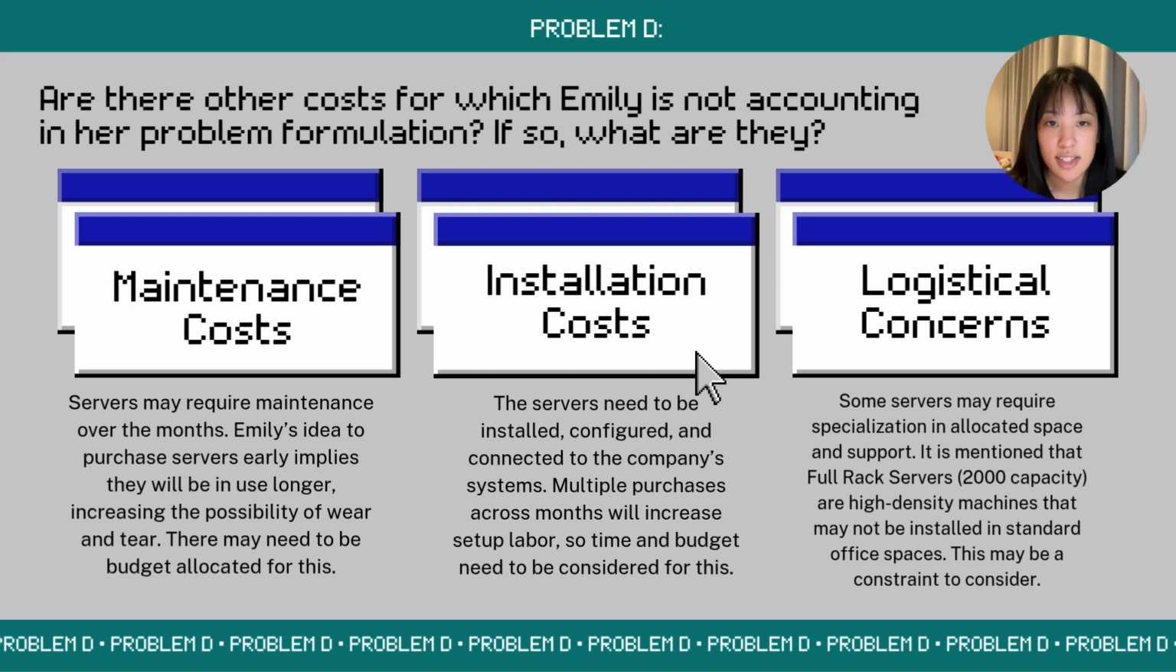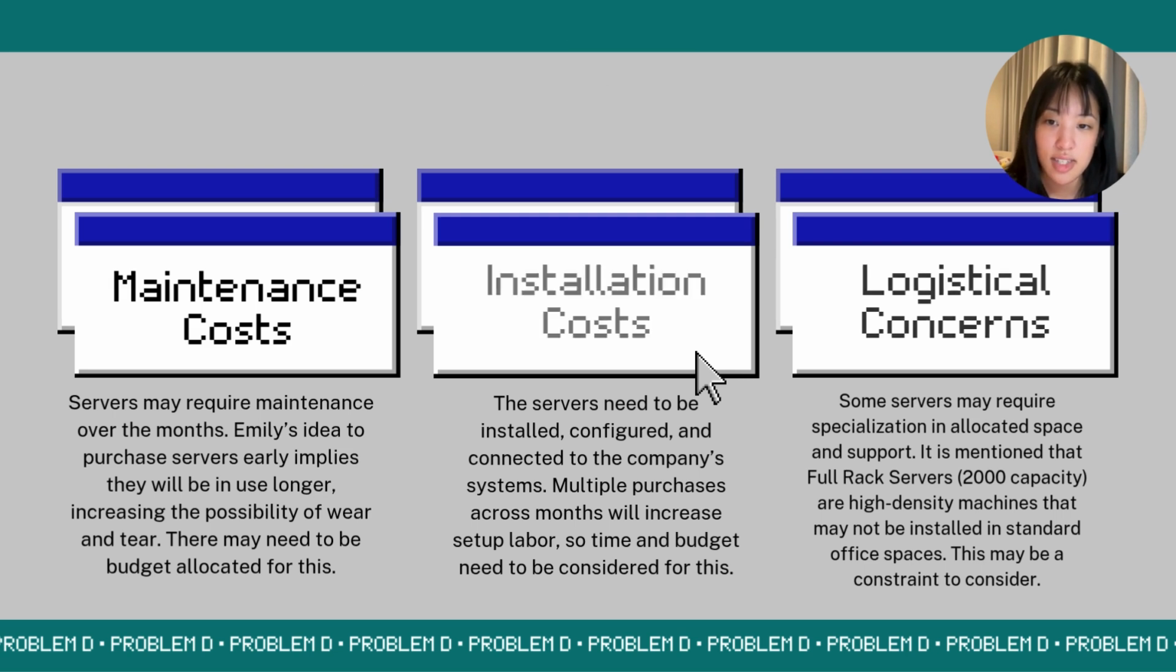Next, we have installation costs. The server needs to be installed, configured, and connected to the company systems. Multiple purchases across months will increase setup labor, so time and budget need to be considered for this. And we also have logistical costs. Some servers may require specialization in allocated space and support. It's mentioned that the full rack servers, the 2000 capacity one, are high density machines that may not be installed in standard office spaces, so this may be a constraint to consider.